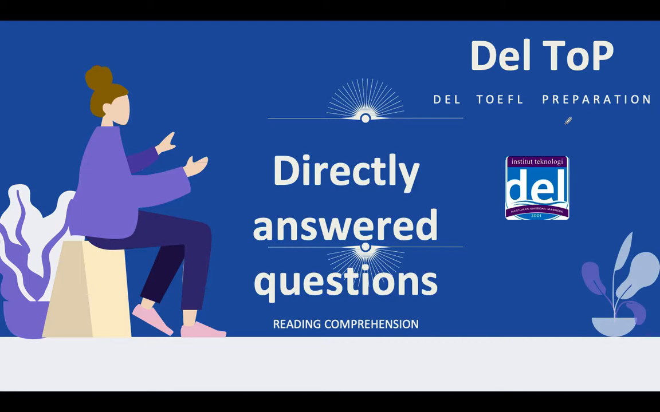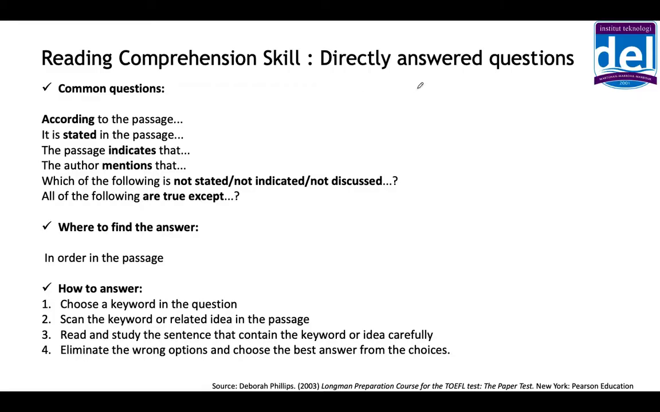In this video, we'll be discussing another common type of question in reading comprehension, and we call it directly answered questions. Directly answered questions refer to the questions in which the answers are explicitly stated or indicated in the passage. It means to find the answer to this type of question, we don't have to make some inferences or draw conclusions on the statements that are stated in the passage.